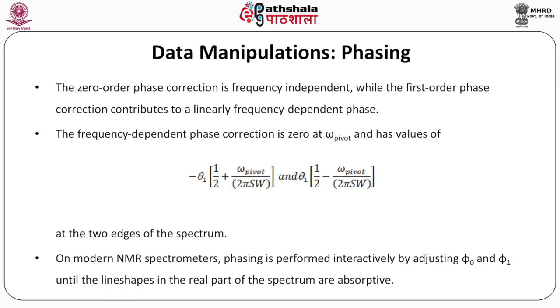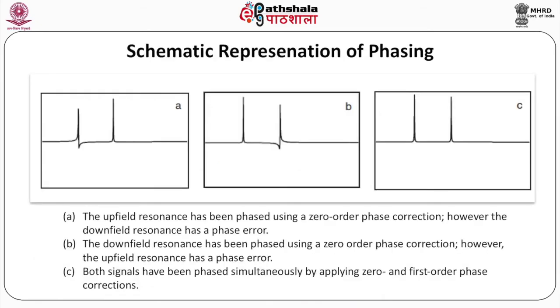On modern NMR spectrometers, phasing is performed interactively by adjusting phi 0, theta 0 and theta 1 until the line shapes in the real part of the spectrum are absorptive. Here is the schematic representation of phasing. In the spectrum shown in A, the upfield resonance has been phased using a 0 order phase correction. However, the downfield resonance has a phase error.